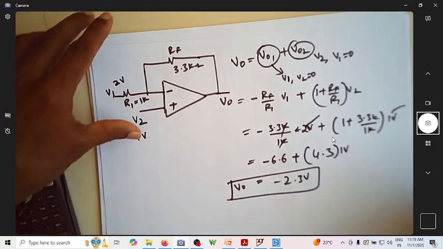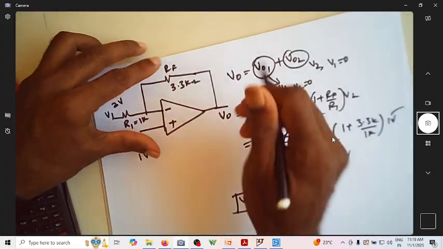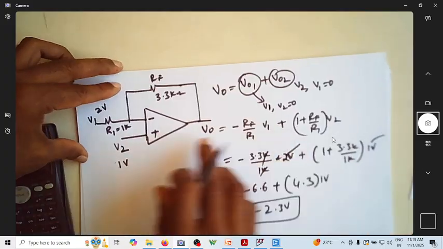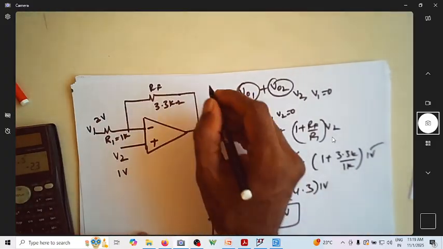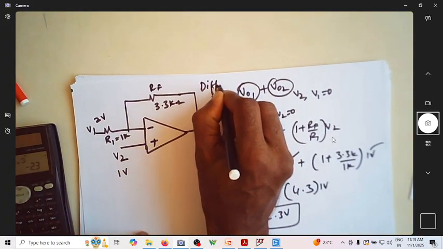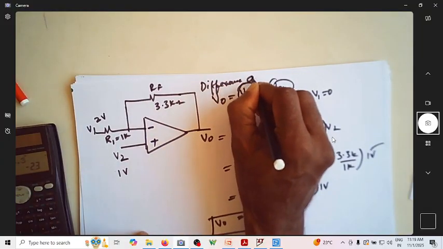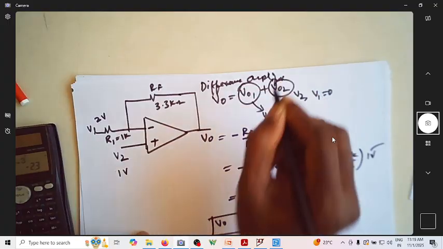So this is called a difference amplifier. This is because you are having a difference of the two. So this is difference amplifier. That's it.